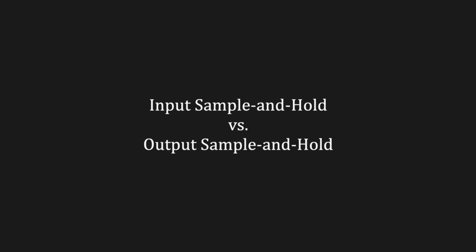Many digital audio systems use two sample and hold circuits, one at the input and one at the output. The input sample and hold captures and holds the analog signal during a deconversion, while the output sample and hold samples and holds the DA converter's output to remove unwanted switching glitches.